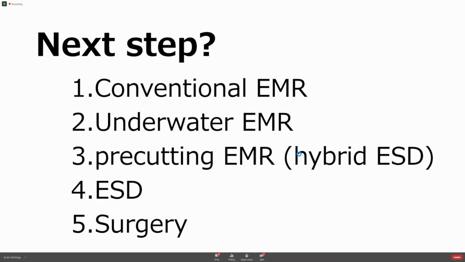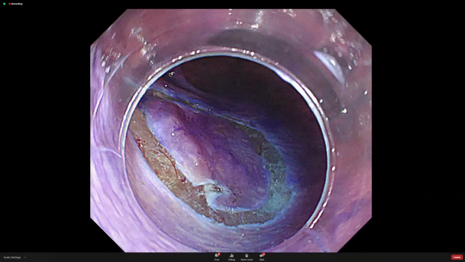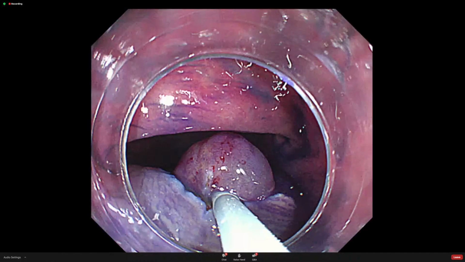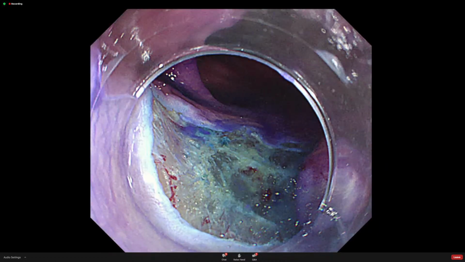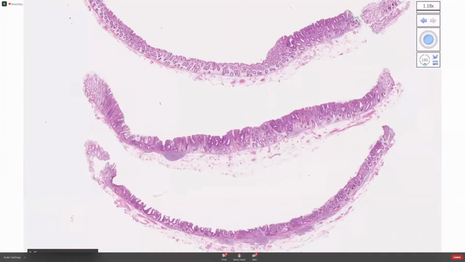However, we don't choose conventional EMR because sometimes piecemeal resection will be performed. So we chose pre-cutting EMR or hybrid ESD. We cut around the region and slightly dissected the submucosa, and next the snaring was performed. So en bloc resection was performed. This is the resected specimen.